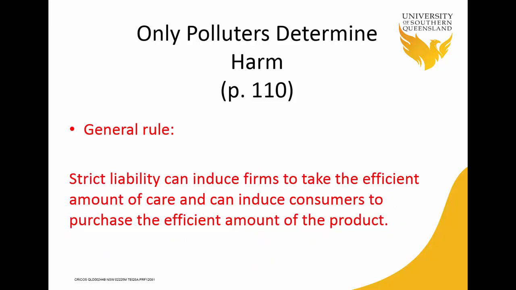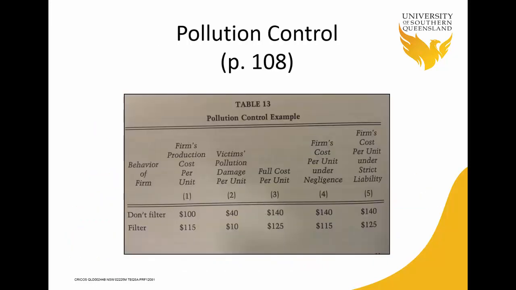Alright, how about then in strict liability? Let's look at the last column. Strict liability means that the firms are always accountable regardless. If there's harm from the pollution, it doesn't matter whether you have a filter or you don't have a filter, you have to pay the victim the damages for that pollution. So as you can see here, their liability under strict liability is going to be 140 and 125 respectively, which is exactly the full cost per unit of the unit that they produce.